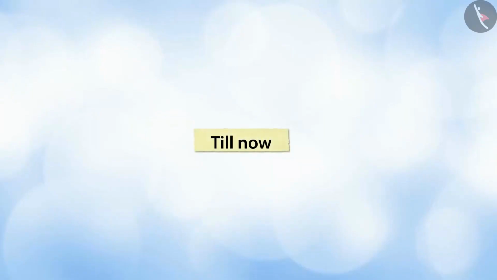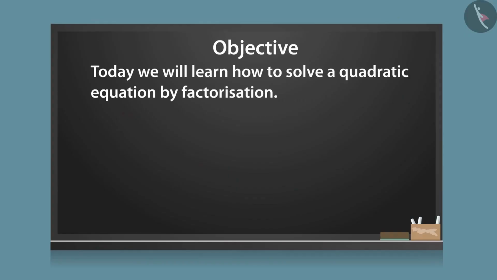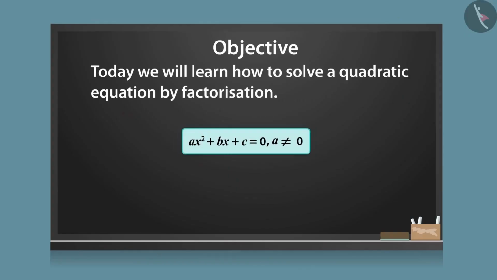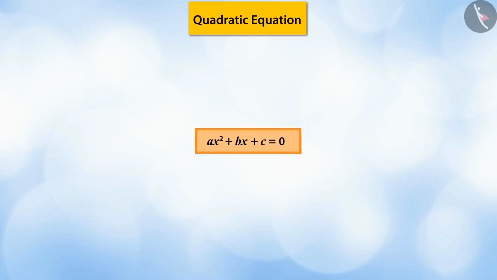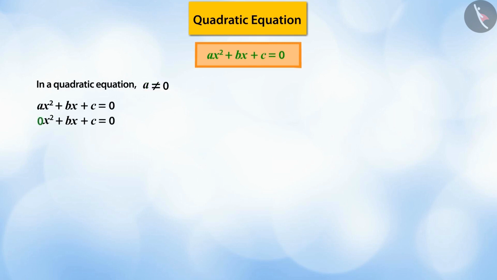In the previous class, we studied quadratic equations and their general form. Today, in this video, we will learn how to solve quadratic equations by factorization. You have already studied that a quadratic equation is ax squared plus bx plus c equal to 0, where the value of a is never 0, because then it will become a linear equation and not a quadratic equation.